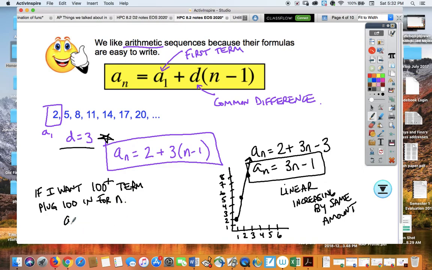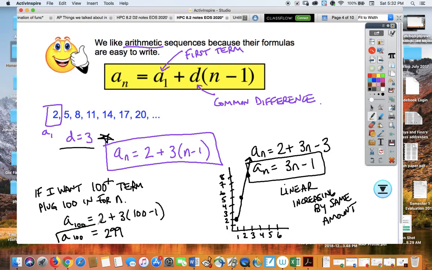So in my formula, if I want the 100th term, I'll have 2 plus 3 times 100 minus 1. All right, we'll type that in your calculator. 2 plus 3 times 99. And you're going to get 299. That would be the 100th term.